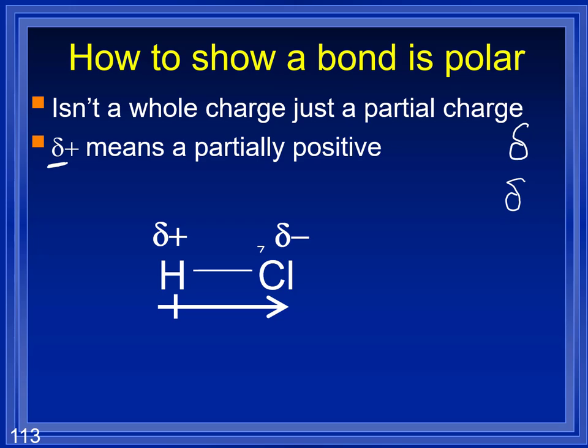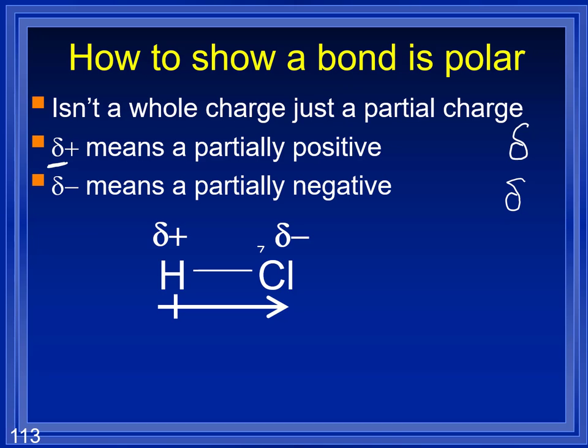Okay? And that symbol means partial. So delta plus means partially positive. Delta minus means partially negative. And you're going to have both. You can't have partial positive without having partial negative, because to get partial negative, you had to pull on electrons. That means you left a partial positive behind because you pulled those electrons away from something else.